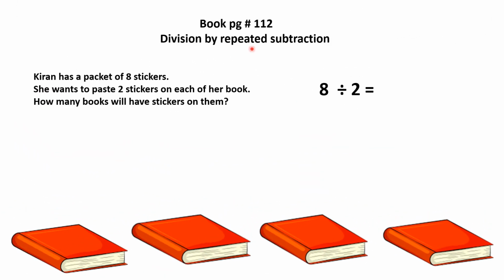Students, now open book page number 112, write date and day. Here is one example question. Do you remember, students, in multiplication we used repeated addition. With the help of repeated addition we got the total answer. But in division we do repeated subtraction. The same number will be subtracted again and again. Let's see how many times the number is going to be subtracted.